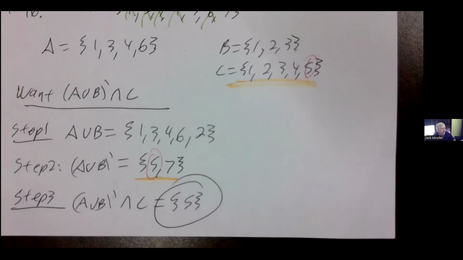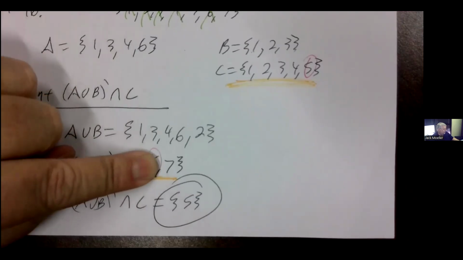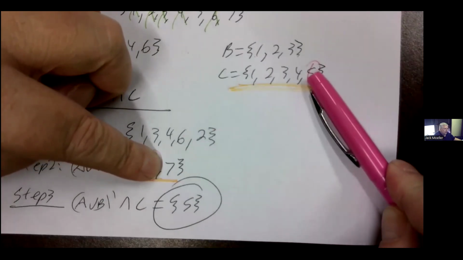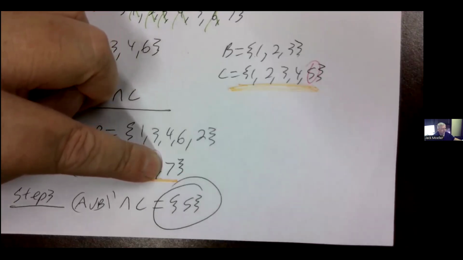And again, it would not be unusual for there to be an empty set. So like if this had been just 5, then if we were trying to intersect those two sets, there's nothing in common, our answer would have been the empty set.